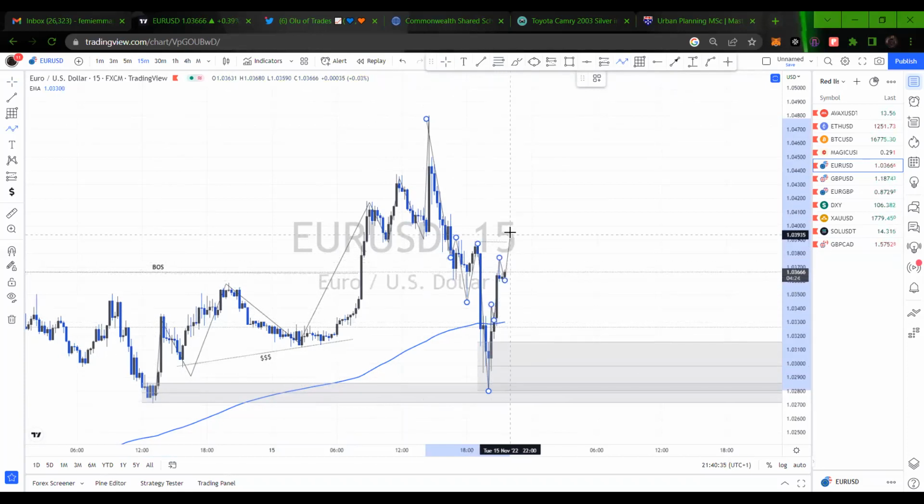What I am expecting is this. Break this structure like that, and then come back into here. And then actually not really come back into there. Let me show you what I'll be expecting actually.